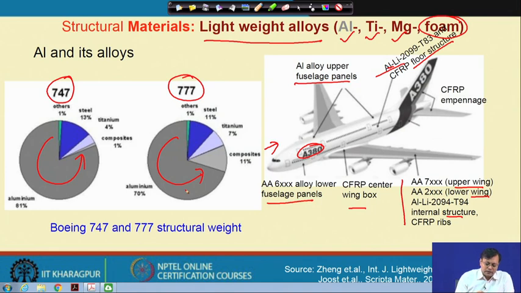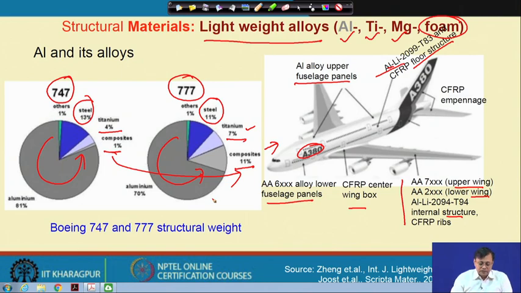Definitely one can see that the use of titanium has increased a little bit, which is also a lightweight alloy with much higher strength than aluminum, and the usage of steels has also been lowered, at the expense of composites and titanium. So, from the earlier ideas, the use of composites has changed, and from 1% to 11%, almost 10% has increased these days.